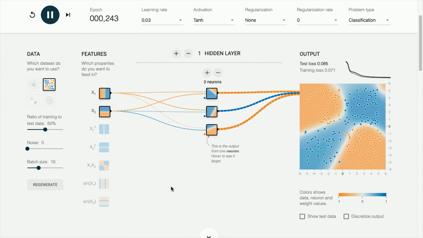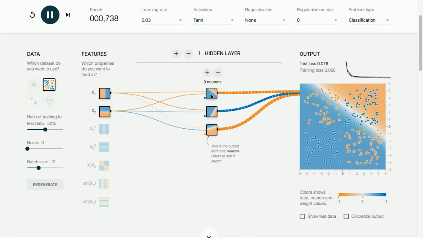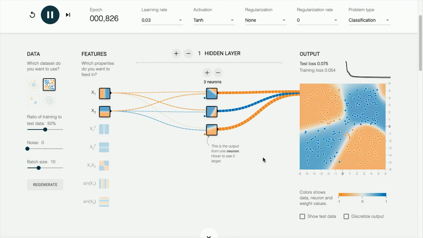By learning 3 different decision boundaries, with each of the 3 neurons inside of our hidden layer, we're able to much better figure out how to separate these blue points from the orange points. And you can see what each of these hidden neurons is learning. Each one is learning a slightly different decision boundary. And then we're combining those decision boundaries together to figure out what the overall output should be.